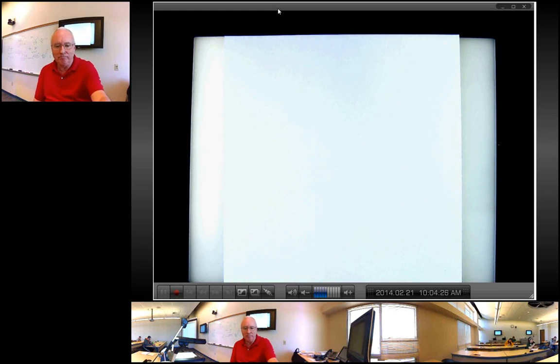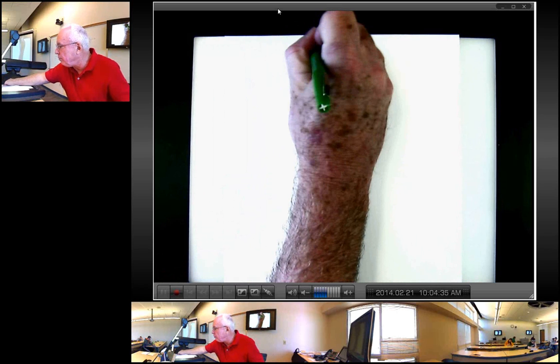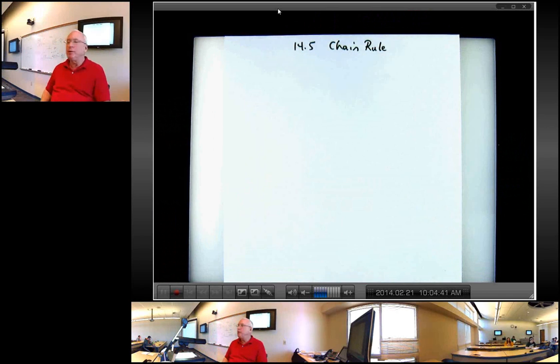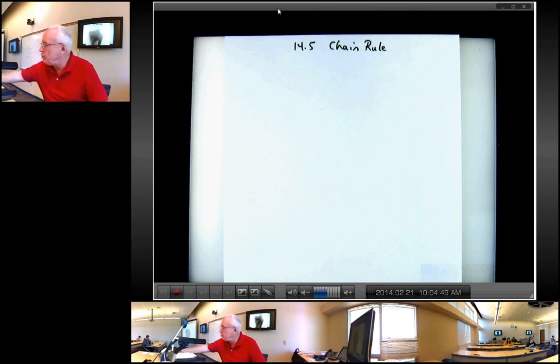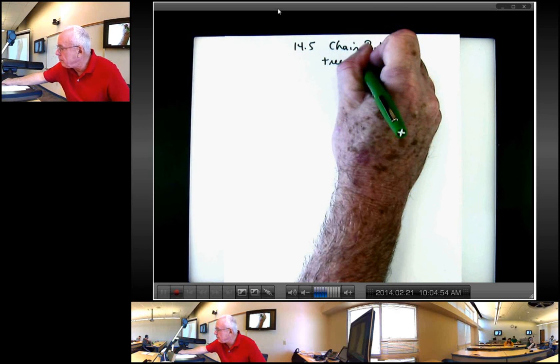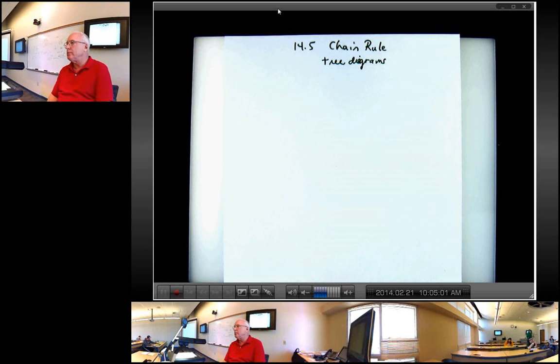So we're on section 15.5, and we talked last time about the chain rule. If we use those tree diagrams, the chain rule is pretty much rote to do. We looked at the tree diagram and did several examples. The last thing we want to cover in this section is implicit differentiation.